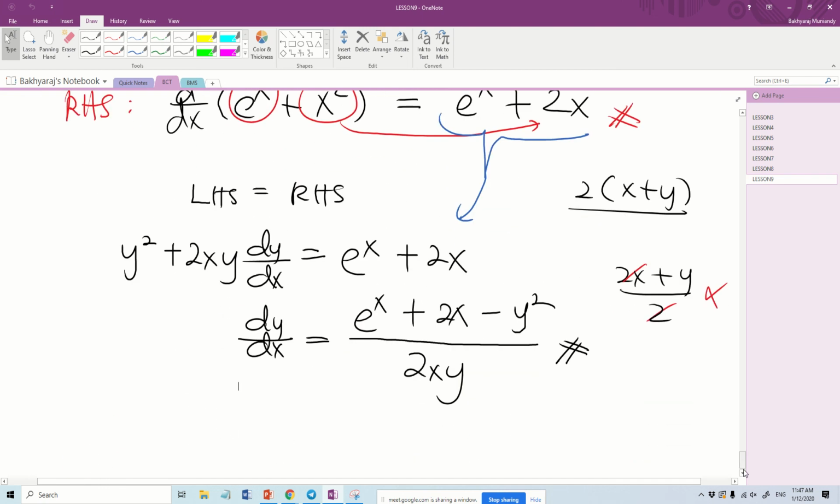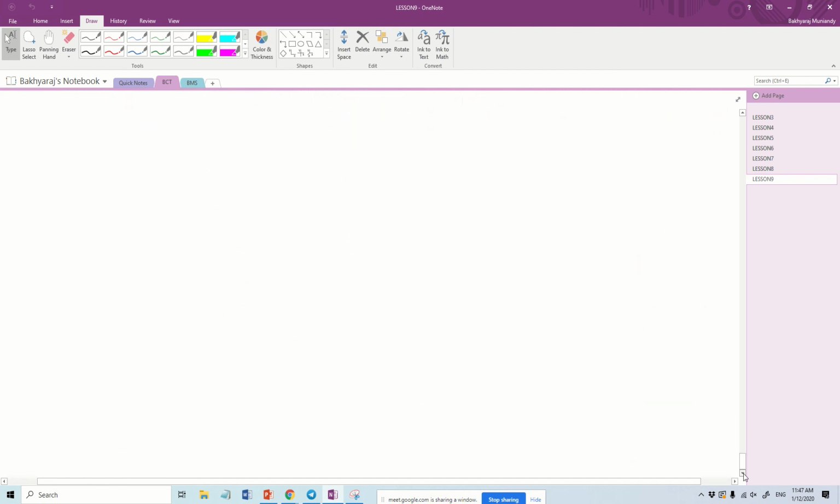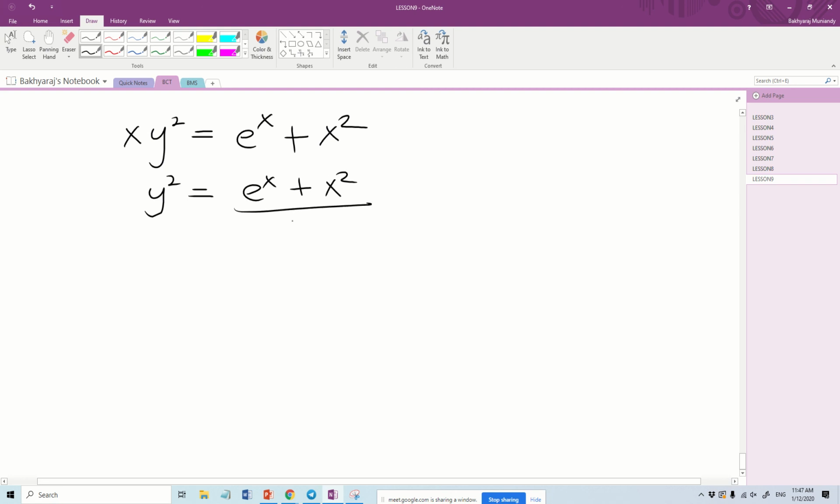Okay, let me give you the question again. The question was xy² = e^x + x². So you can do this. Of course you can do this. When you bring it over, you have to use the quotient rule.